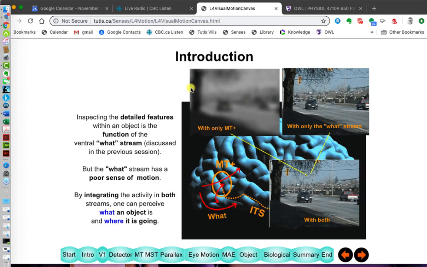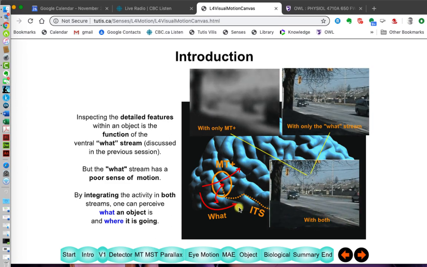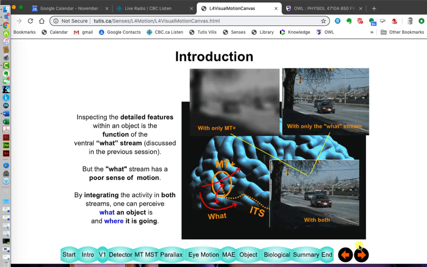So with only MT plus, this is what you see, this gray thing, not clear what it is. With only the what stream, area LOC, you see what the objects are, but you don't know how they're moving. When you combine the two together, you see what the objects are and its motion and direction. So these two structures talk to each other, the what stream and MT plus.